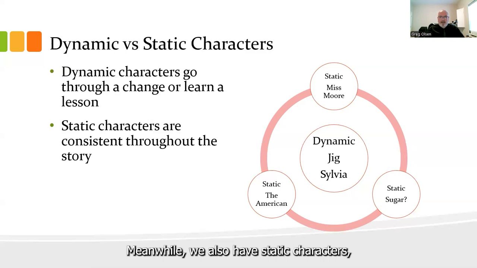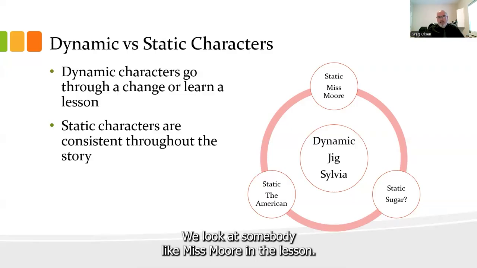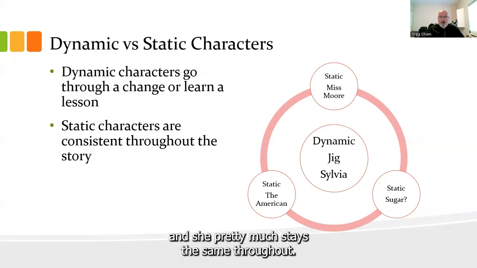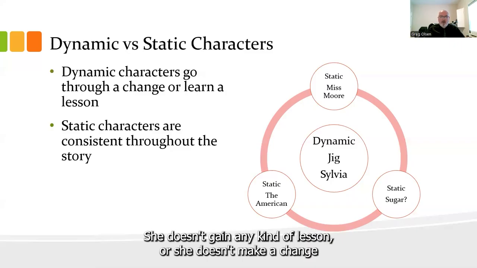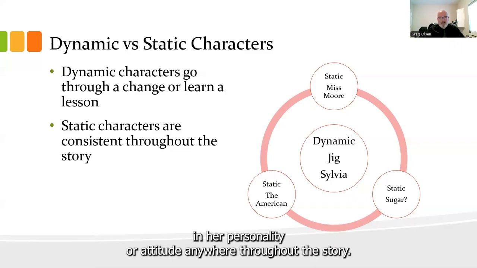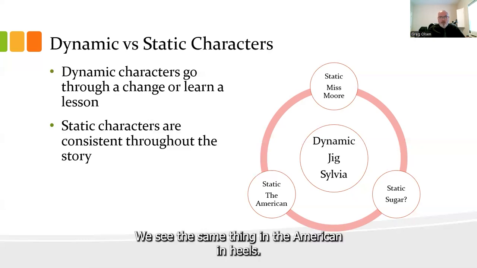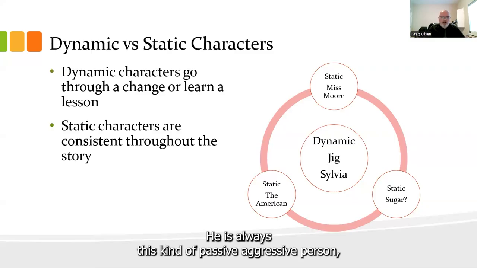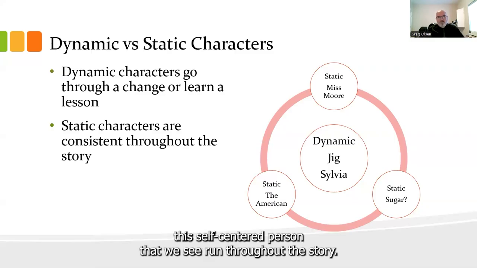Meanwhile, we also have static characters. So static characters don't go through a change. They're consistent throughout the story. We look at somebody like Miss Moore in The Lesson. Miss Moore is a college educated woman. She is trying to educate these children, and she pretty much stays the same throughout. She doesn't gain any kind of lesson, or she doesn't make a change in her personality or attitude anywhere throughout the story. We see the same thing in the American. In Hills Like White Elephants, the American is always himself. He never grows. He is always this kind of passive aggressive person, this self-centered person that we see run throughout the story. So he never changes.